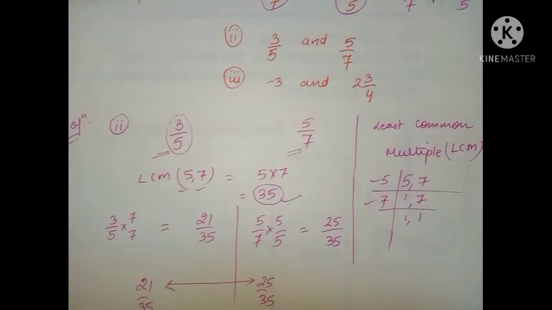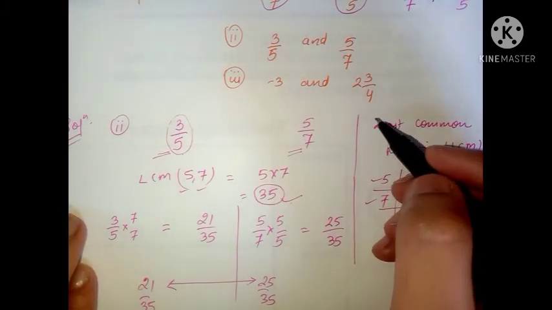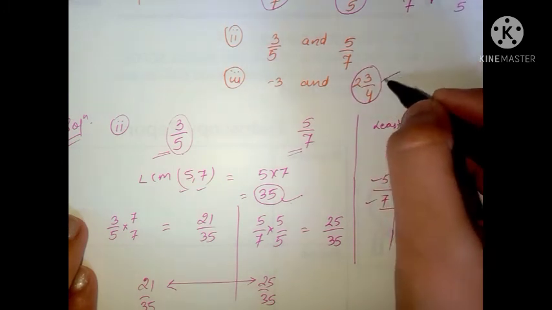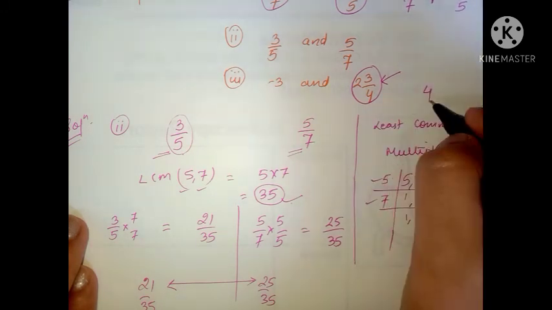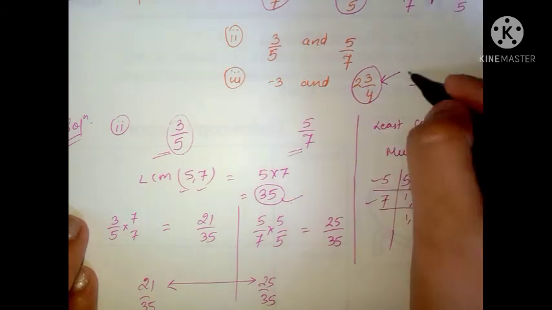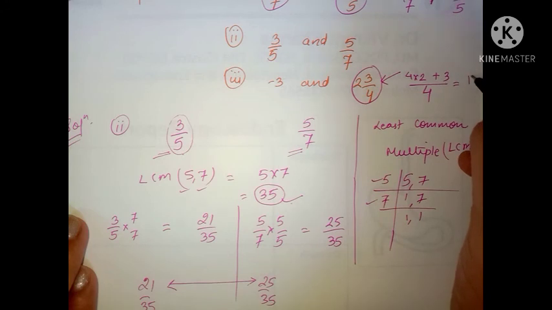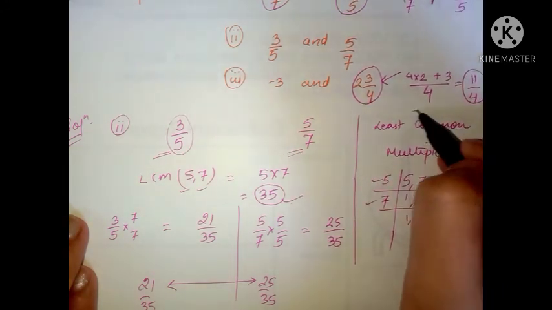Now the last example I have written here, you will do it yourself. I'm giving you a little hint about it. This is written as a mixed fraction, and you know how to solve a mixed fraction. You multiply this denominator with this number, you get 4 into 2, and then you add the numerator. That is 4 twos are 8 plus 3, that is 11 over 4. So this is nothing but 11 upon 4 written here.